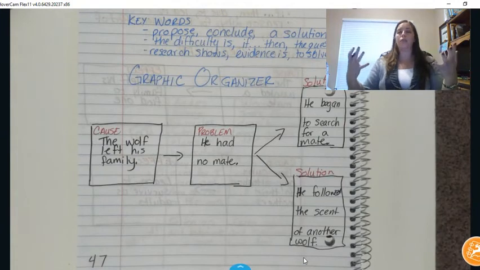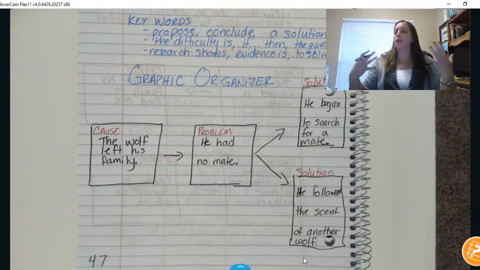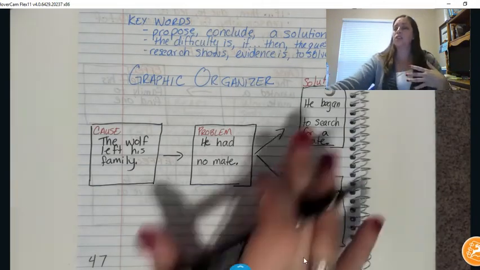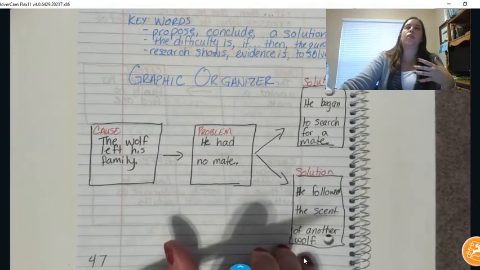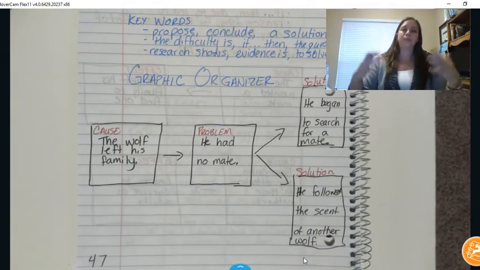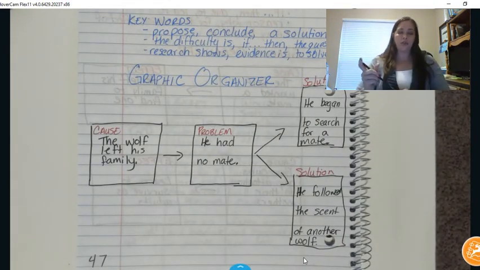So he was wandering around on the island. He had left his family. He had the problem. He had no mate. He wanted to find a mate. So he began to search for a mate and eventually started following the scent of another wolf, which led him to the female wolf that eventually became his mate.